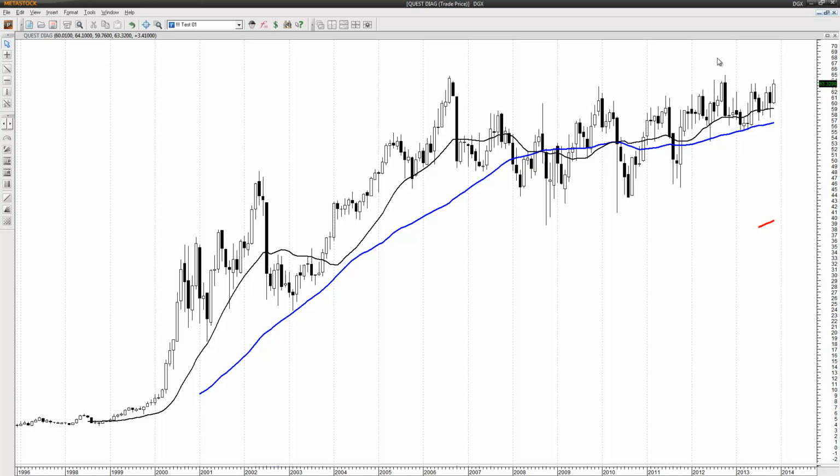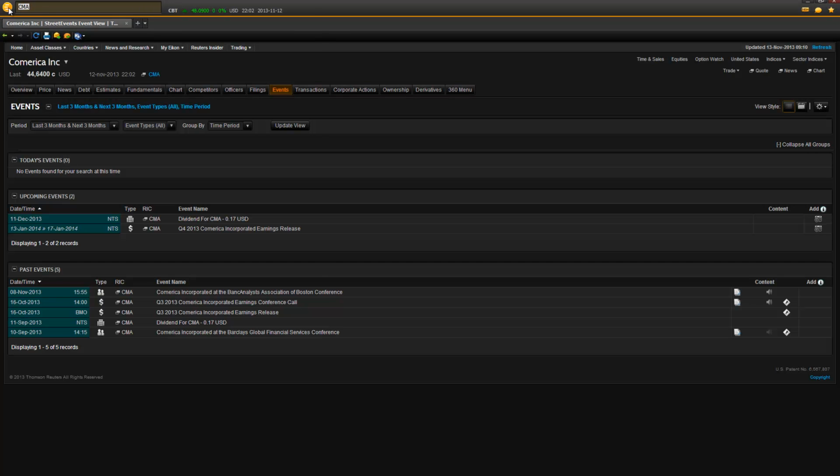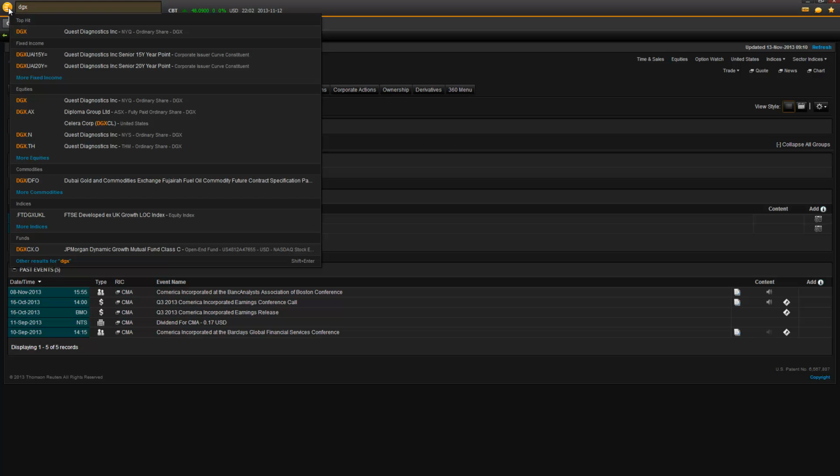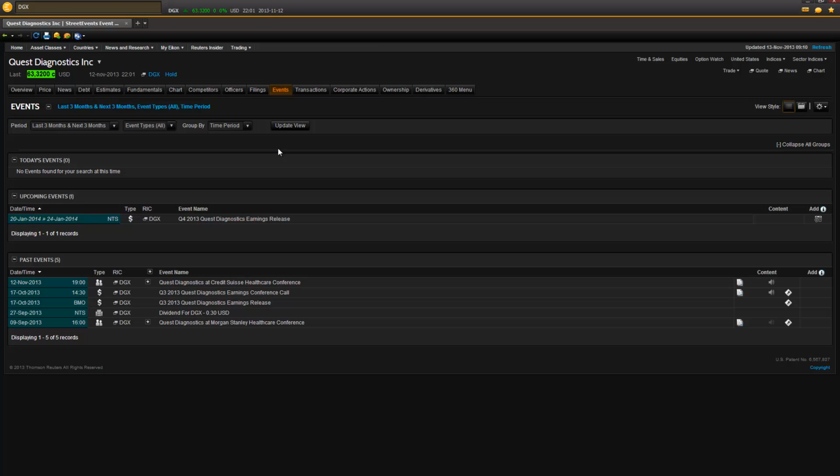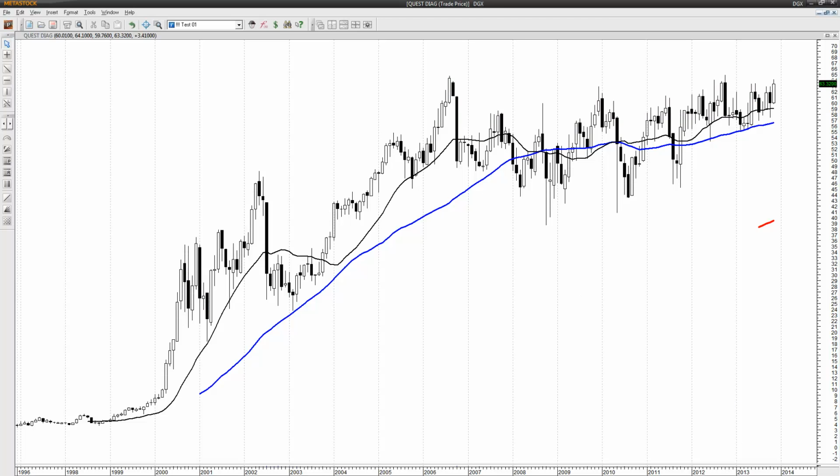Okay, take a look at the next chart. Quest Diagnostics. I'm using this high peak from 2012, last year, October. High of 64.87 for DGX. Do I have any earnings? No.